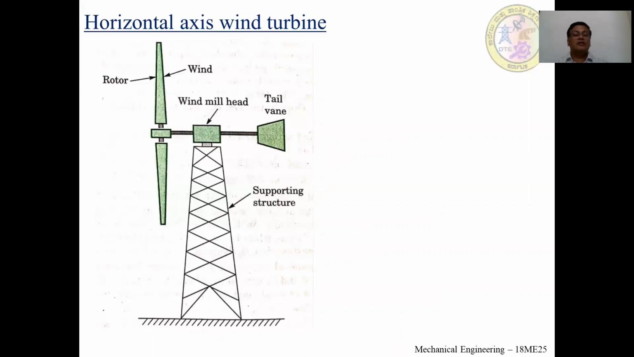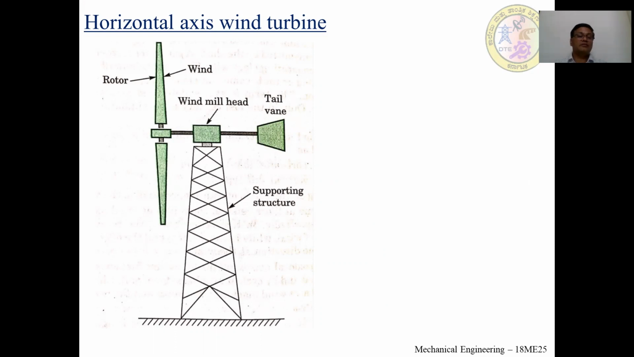So first one, as we discussed in session number 1, the second type of classification basically depends on the type of axis. So based on that classification, we have two types. One is horizontal axis wind turbine. Second one is vertical axis wind turbine. So first we'll start with the first one, that is horizontal axis wind turbine.